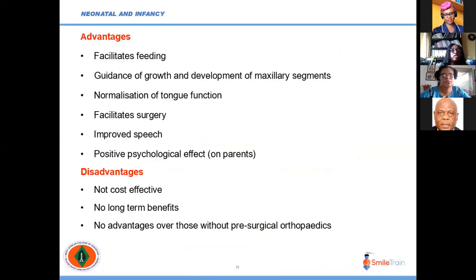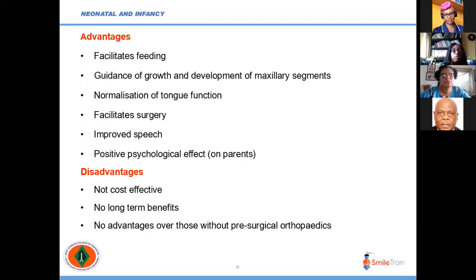So what are the advantages of carrying this out in a child so young? It's believed to facilitate feeding because it actually covers the cleft of the palate. It's believed to guide the growth and development of the maxillary segments by contouring them. This also helps to normalize tongue function. It facilitates surgery, it's believed to help improve speech, and it has a positive psychological effect on the parents, many of whom want to be seen to be doing something for this child.